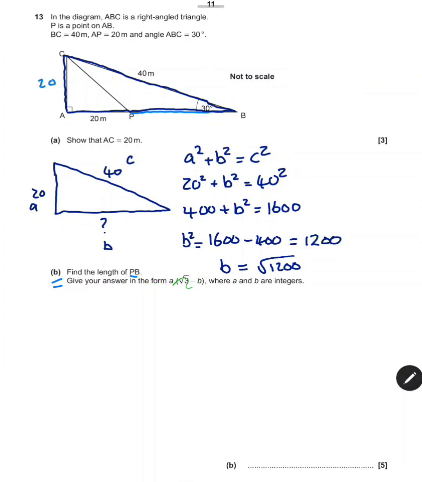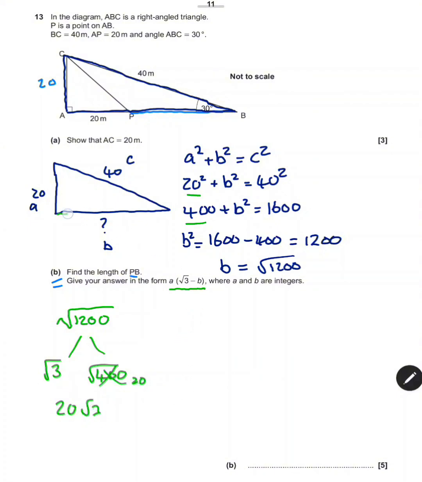Now, if we look at the form of the answer I'm looking for, there's no square root of 1200 in here. There's a root 3. So what I'm going to do is look at this root 1200, and I'm going to simplify it. I'm looking for two numbers that multiply to make 1200. Well, I know that 3 times 400 is 1200. So root 3 times root 400 is root 1200. Root 400, I know from this previous part of the question, just reversing this will get me back to 20. So this simplifies down to 20 root 3.